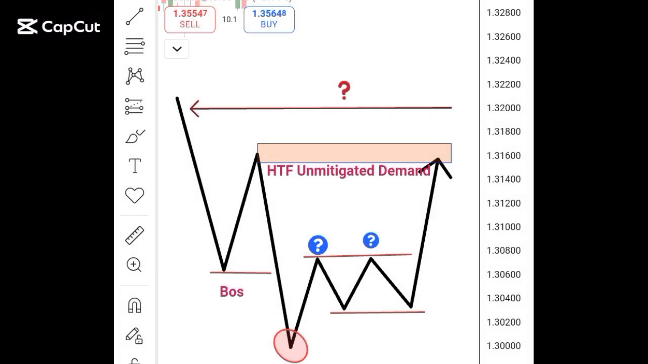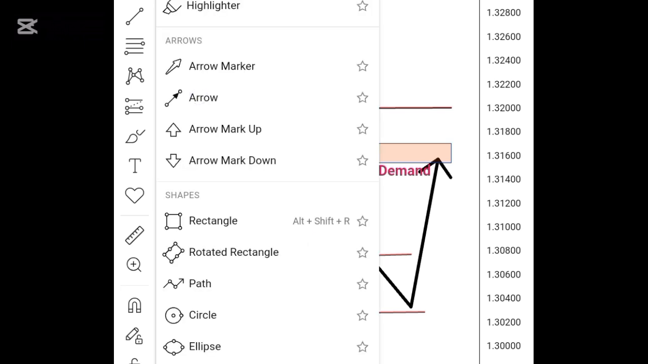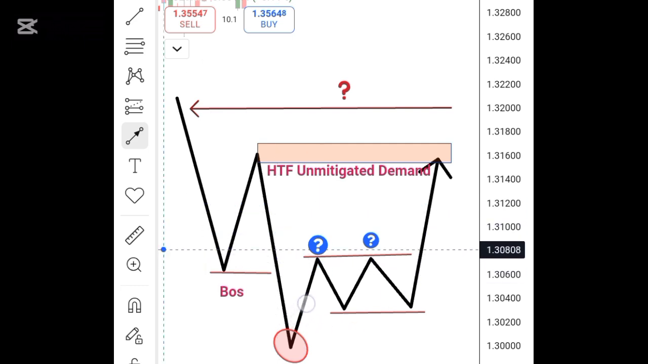So let's discuss this before we go to the main stuff. This very one, it's really important so that you can have a clue of what we are to expect. So we've seen that this market was bearish to the downside.